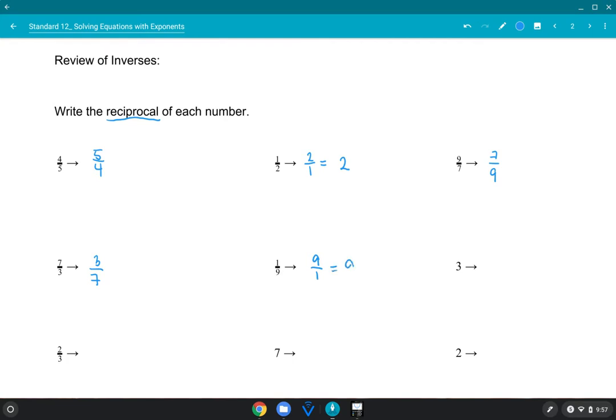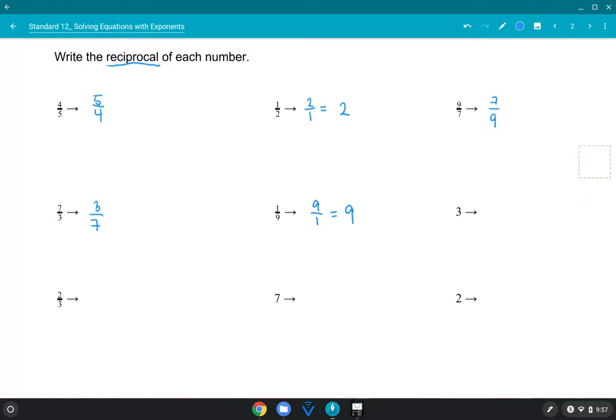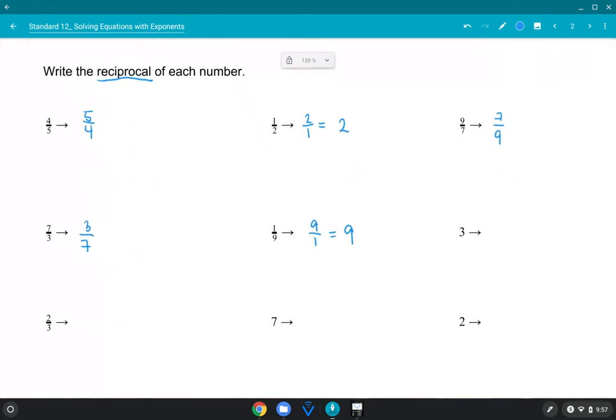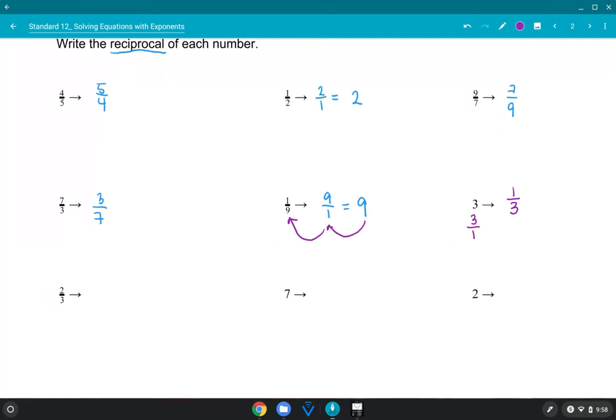This is a reciprocal. What do you guys think of these? How do you flip a 3? Well, if I look at this example, a 9 can turn into a fraction, right? And if I flip that fraction, it looks like that. So the reciprocal of 3 is 1/3.